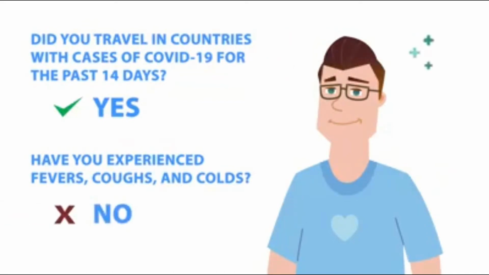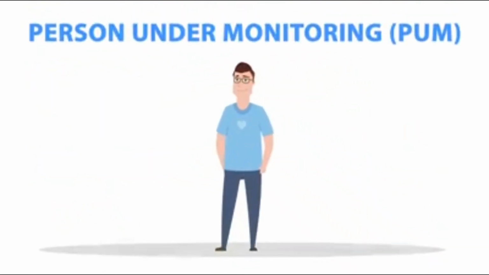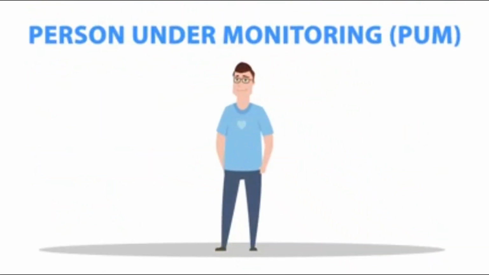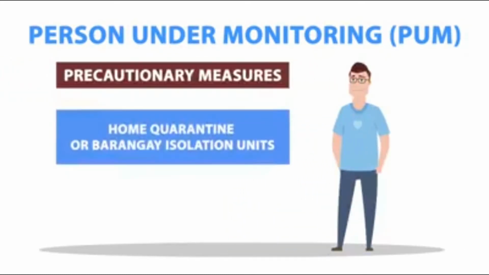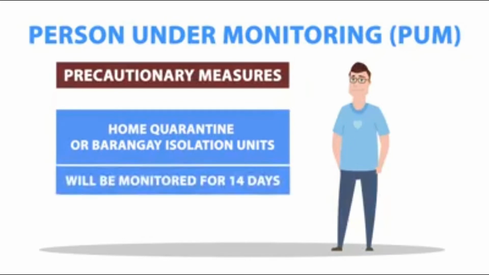If you have travel history but do not feel such symptoms, you are considered a person under monitoring, or PUM, who needs to be quarantined at home or in the barangay isolation units. No test is required, but your condition will be monitored for 14 days while under quarantine.